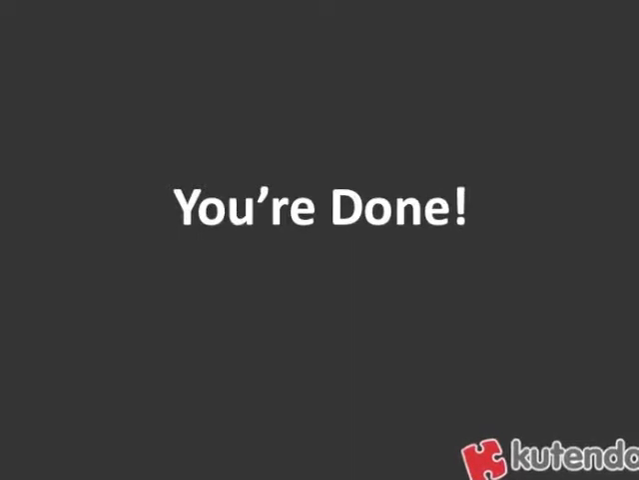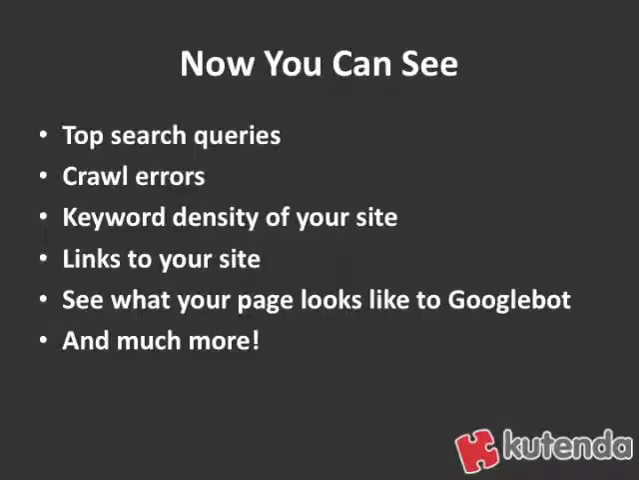So that's how easy it is to set up Google Webmaster Tools. And once you have it set up, you can see things like top search queries, any crawl errors that Google is having when it's looking at your site. You can see keyword density of your site, links to your website, internal and external. You can see what your pages are actually looking like to Googlebot to see if there's any problems there. And there's a ton more information in there. And again, we'll go back and look at some of the info that you get out of there.